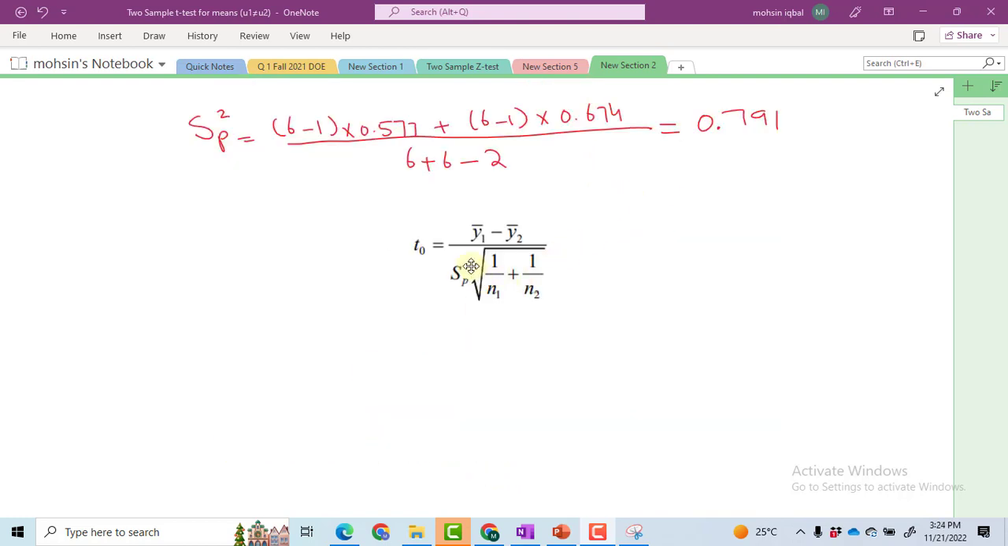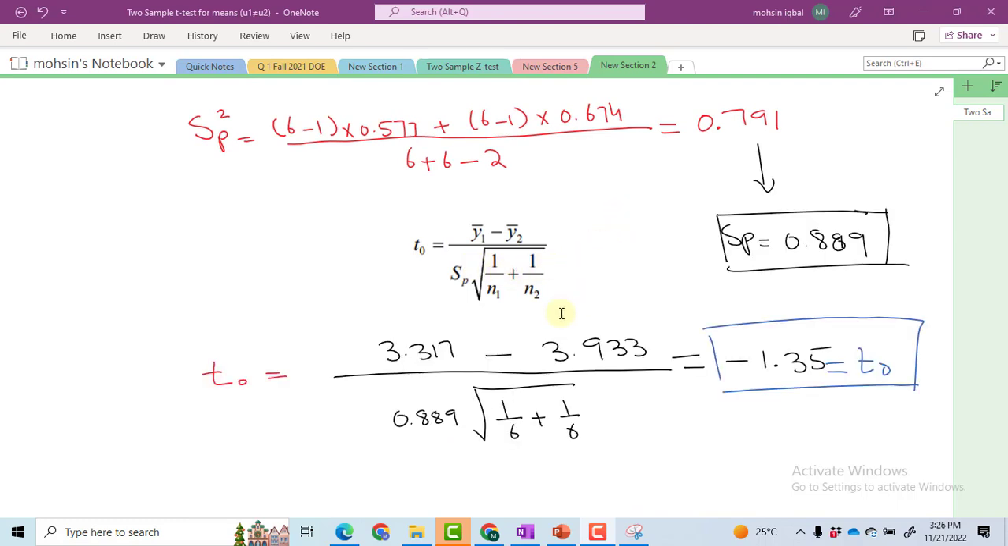Now I will put all these values in the test statistic t naught and calculate the value. I put in all of the values and the t naught value comes out to be minus 1.35.